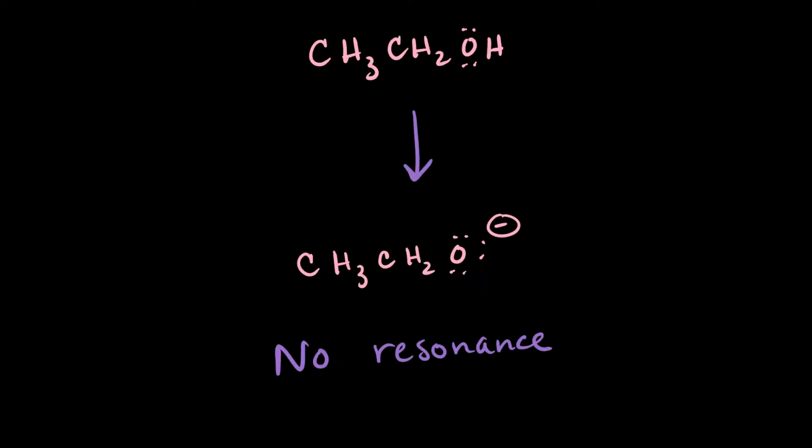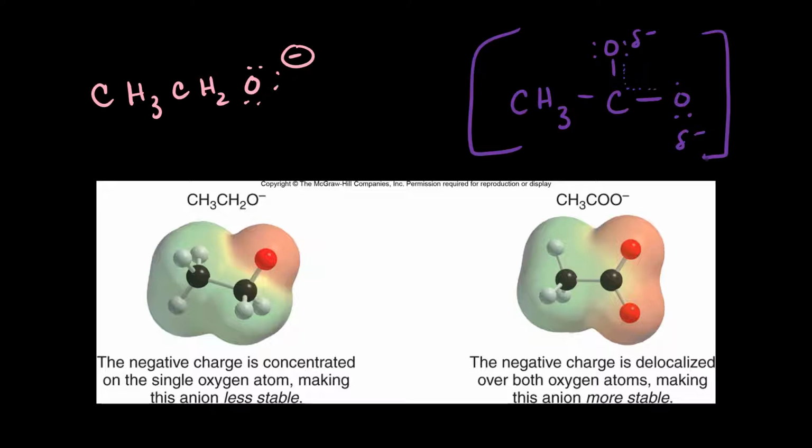On the other hand, when ethanol loses a proton and forms ethoxide, the negative charge and the lone pairs are all located on the oxygen, and there is no resonance that can take place. So here's a look at the electron density maps of ethoxide and acetate. Note that the electron density is very localized over the ethoxide ion on the left, and it's delocalized over 2 oxygen atoms in the acetate ion on the right.